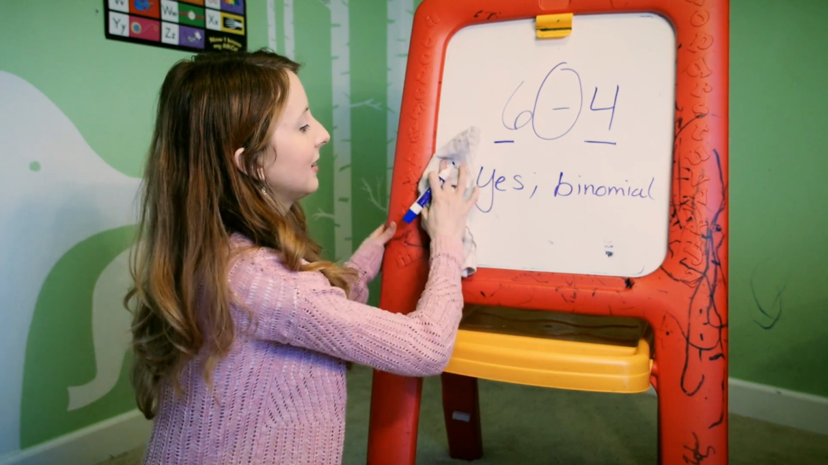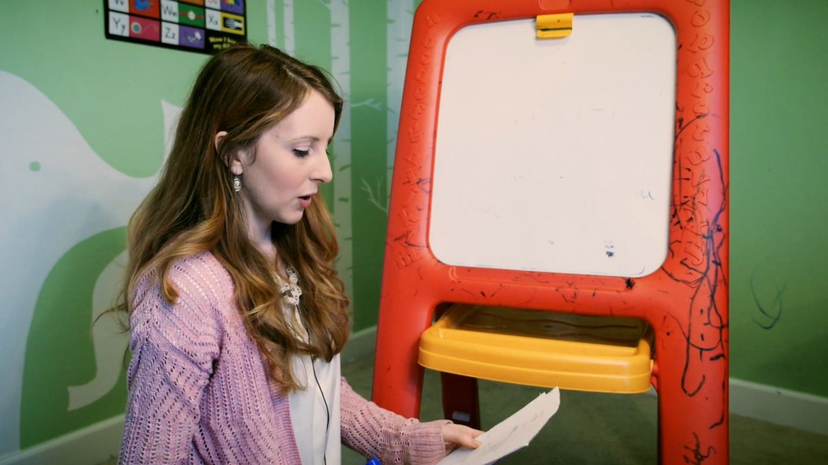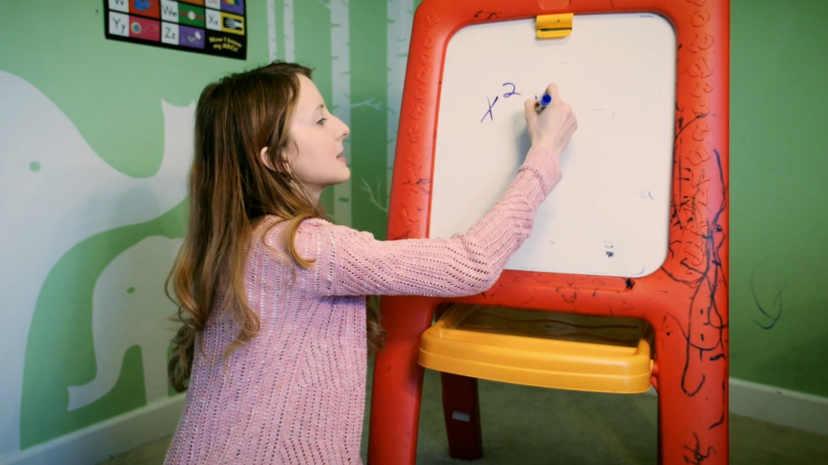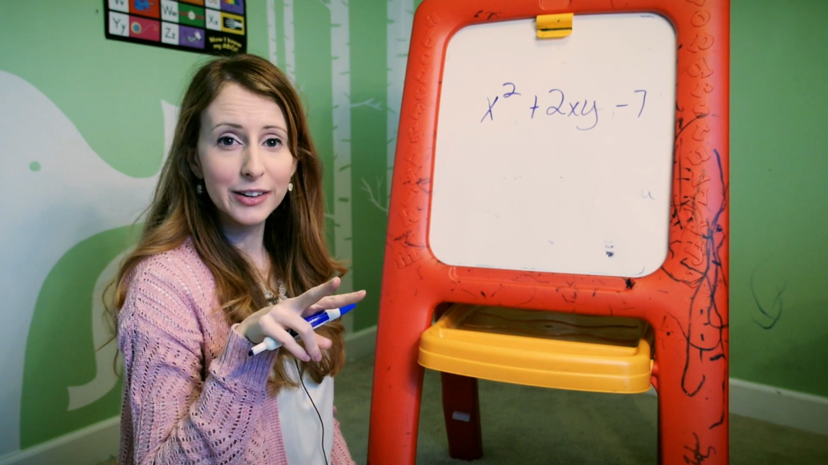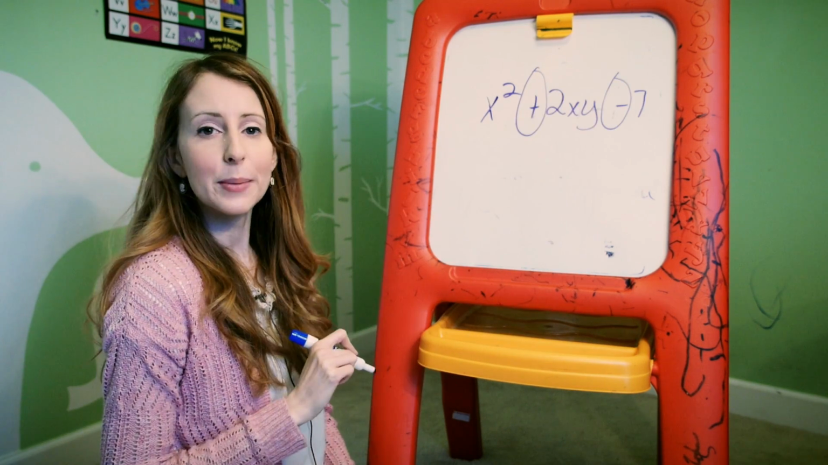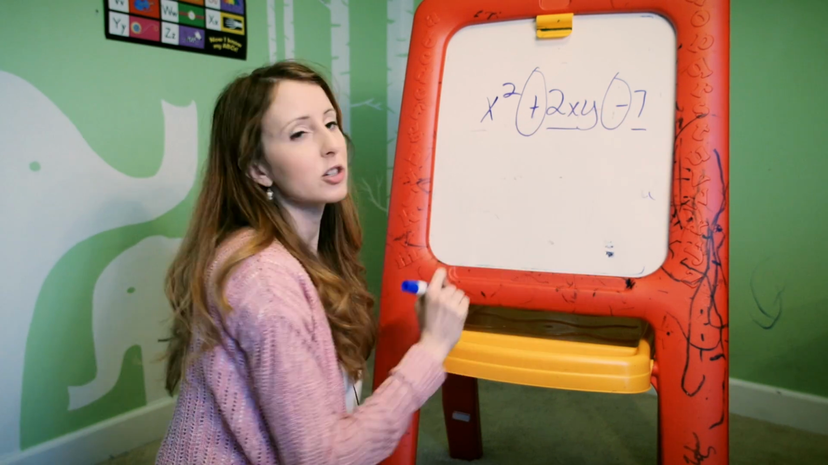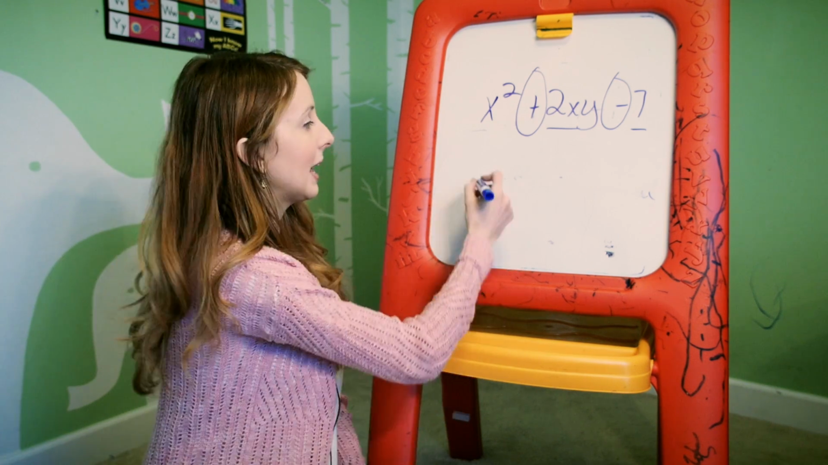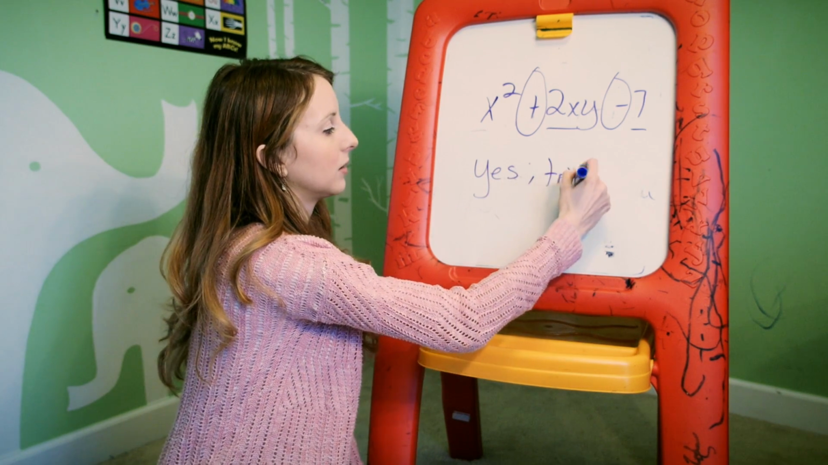Okay, let's go to the next one, on the next page. We have x squared plus 2xy minus 7. Notice we have 2 dividers in this case, a plus and a minus. So this has separated this particular polynomial into 3 distinct terms. So our answer to the question, first of all, is it a polynomial? We would answer yes. And what type is it? It's a trinomial.